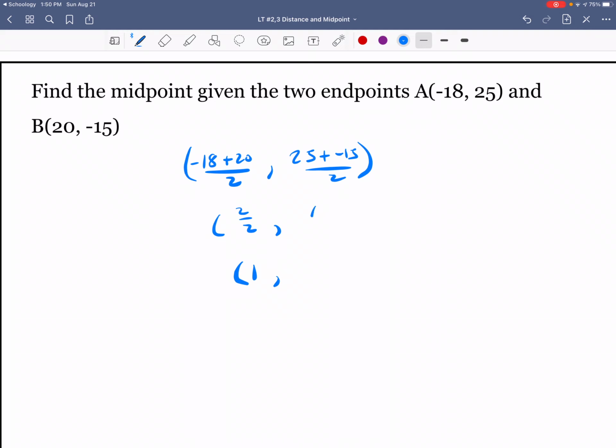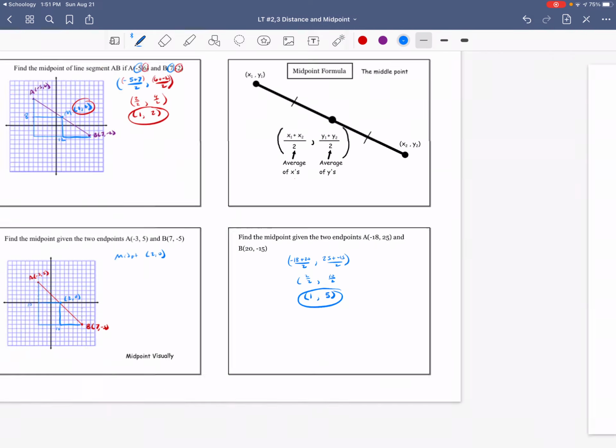25 minus 15, 10 divided by 2, which is 5. So we took the midpoint by getting the average. The most common mistake is people will subtract. We know difference means direction; if we're looking at the distance between two things, we find the difference. But in this case, we're taking the average, so we're taking the sum. That would be the most common mistake.